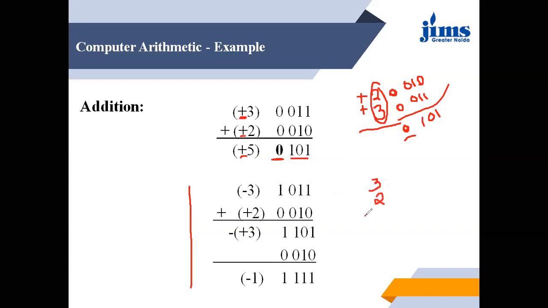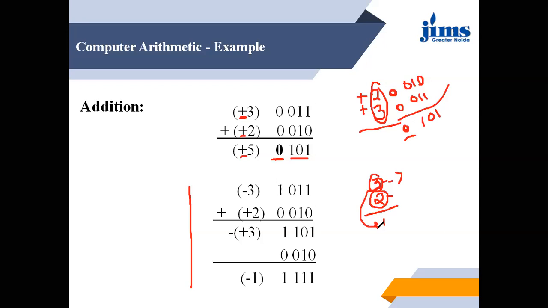To find the magnitude, we have to subtract the small magnitude from the upper one. So this is 1 over here. And to find the sign of this, we have to check whether the magnitude of A is more or the magnitude of B is more. Over here, magnitude of A is more than magnitude of B, so we will take the sign of A, that is plus.